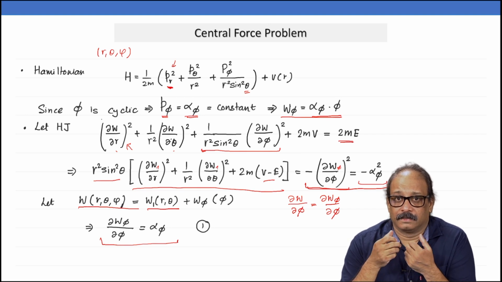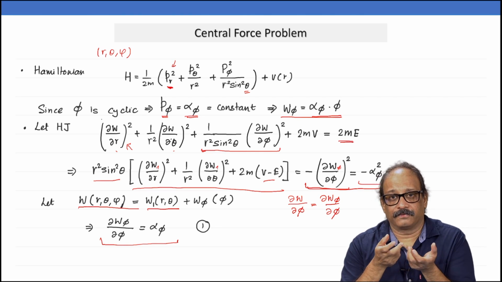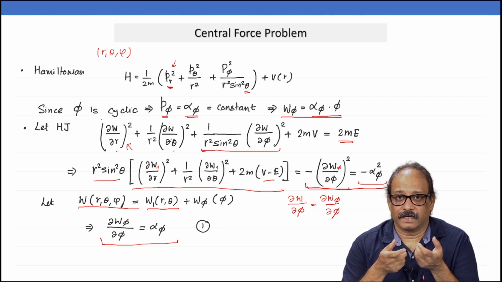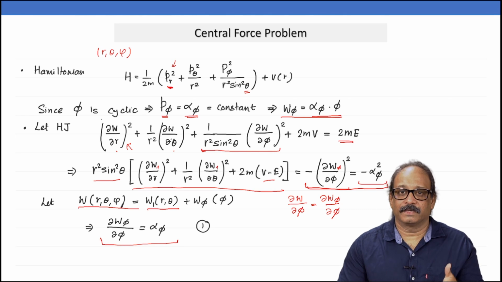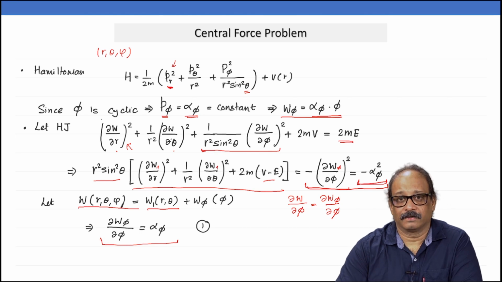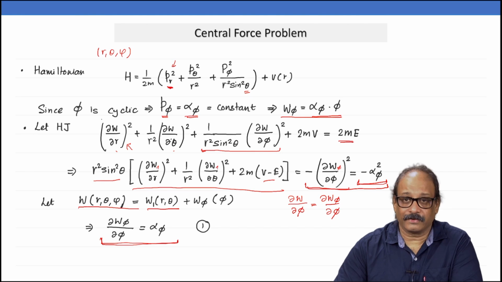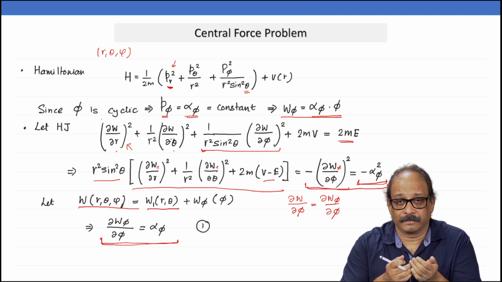And remember, these are independent variables. So, the only way this can be true for all values of r, theta and phi is if each side of this equation is equal to some constant, and we cleverly choose that constant to be alpha phi square with a minus sign, okay? And that gives me this.